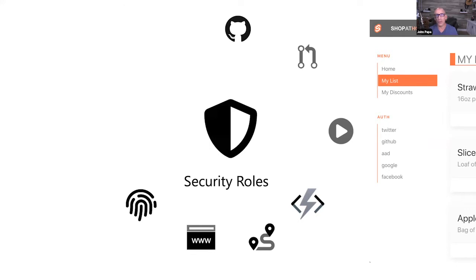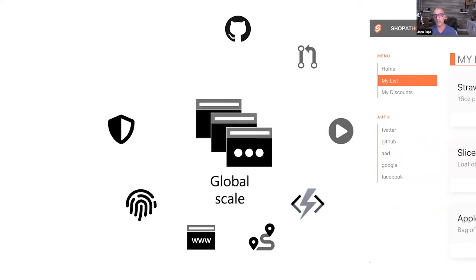So just because you know who I am doesn't mean I can do everything. Maybe when I'm logged in as me, I can only look at lists or create lists, but maybe there's like a super user role in the application where I can also get like discounts at some grocery stores. So security is a big piece. And if we really want this to scale, we want this to be available everywhere that all of our customers are. So now we're looking at global scale around the world, basically putting it on the CDN at the edge.